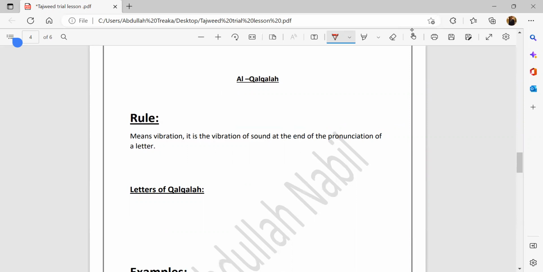Qalqala is not mentioned for all letters. Only five letters have qalqala. The letters of qalqala are qutb jad: qaf, ta, ba, jim, and dal. We can collect them in one word called qutb jad.